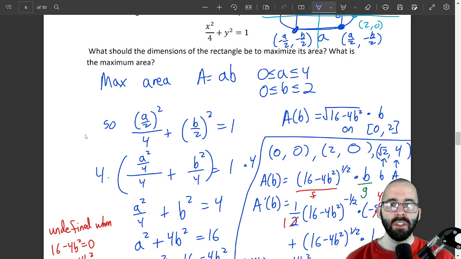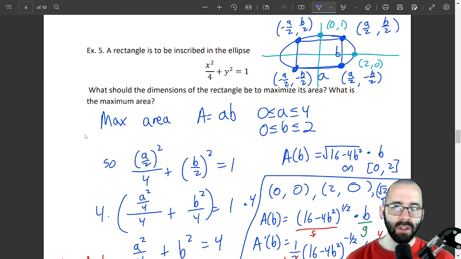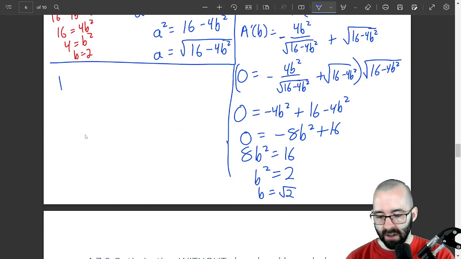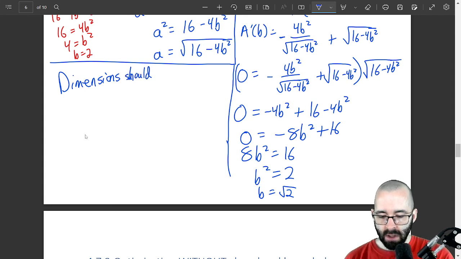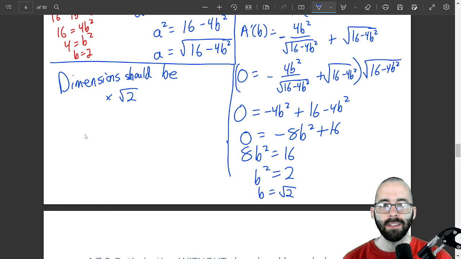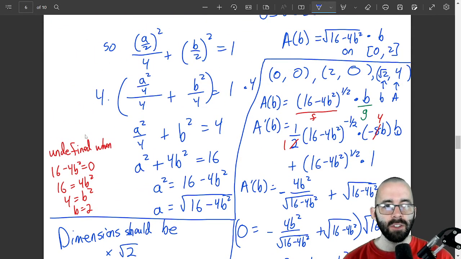Okay. What should the dimensions be? Let's remember the original problem. What should the dimensions be? What's the maximum area? All right. Dimensions should be A by, what is A? We don't know. Something by the square root of 2. What's the relationship between A and B?